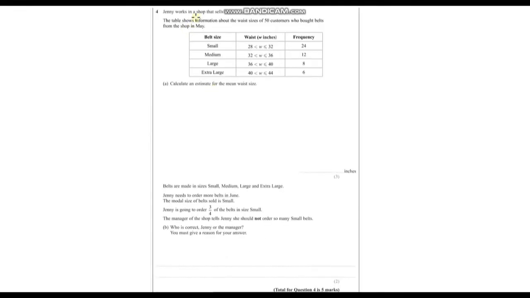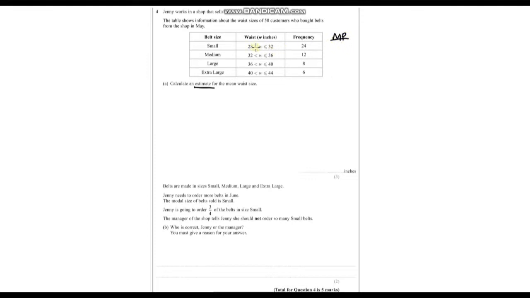Question 4. Jenny works in a shop that sells belts. The table shows information about the waist sizes of 50 customers who bought belts from the shop in May. Calculate an estimate for the mean waist size. Well, when we're calculating an estimate, the first thing to do is to find the midpoint of our intervals. So let's just write down here MP for midpoint.